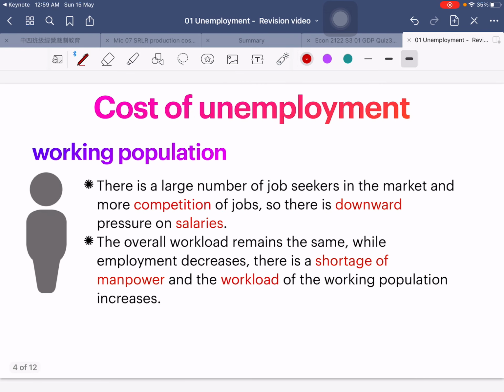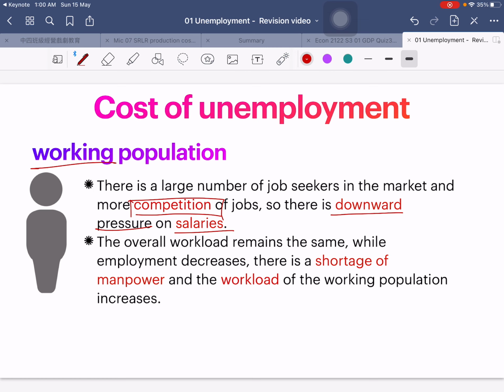Okay, and then we go to the second one, which is the working population. Working population is quite confusing because they are not unemployed. Why do they suffer? Actually, they suffer from competition. Those people who are unemployed will compete for the jobs, and they will offer a lower salary to their employer. That's why the working population will have competition from these people, so they have a downward pressure on their salaries.